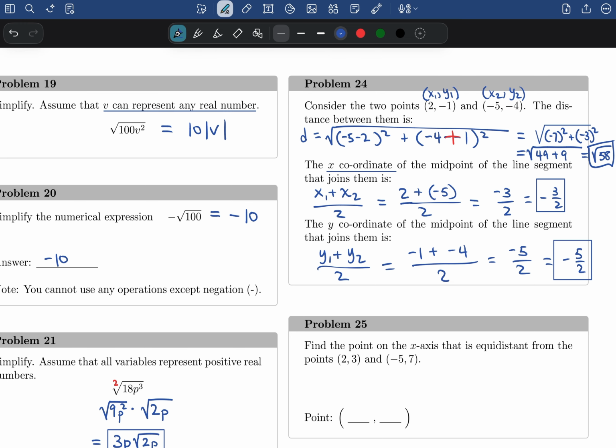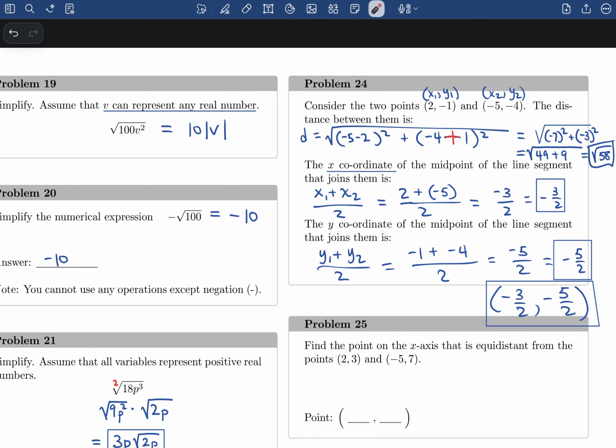Okay, so what is my midpoint for this whole thing? The midpoint between these 2 points is the x value -3 halves, comma, the y value -5 halves. Okay, so this is the coordinate in space that is the midpoint between these 2 given points.